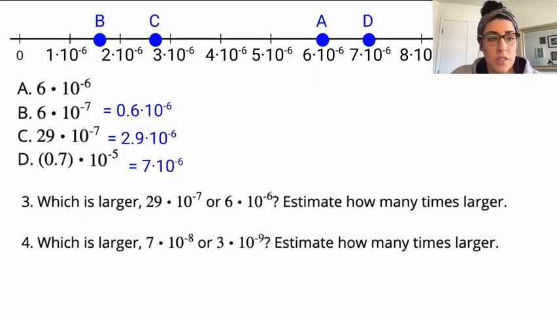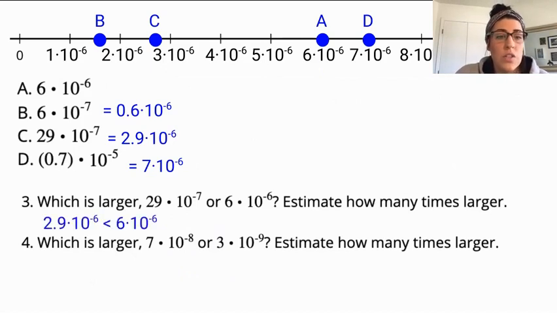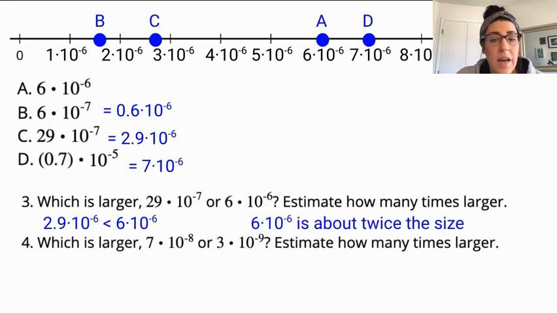In comparing some of these for the third part, which is larger, 29 times 10 to the -7th or 6 times 10 to the -6, and estimate how many times larger. So just comparing the ones that we rewrote, 2.9 times 10 to the -6 versus 6 times 10 to the -6, we know that the 6 times 10 to the -6 is larger. 2.9 is close to 3. So again, using that estimation, we could then see that 6 times 10 to the -6 is about twice the size, right? So 3 times 2 would give us 6 if we estimated 2.9 to be 3. So we could say it's about double.